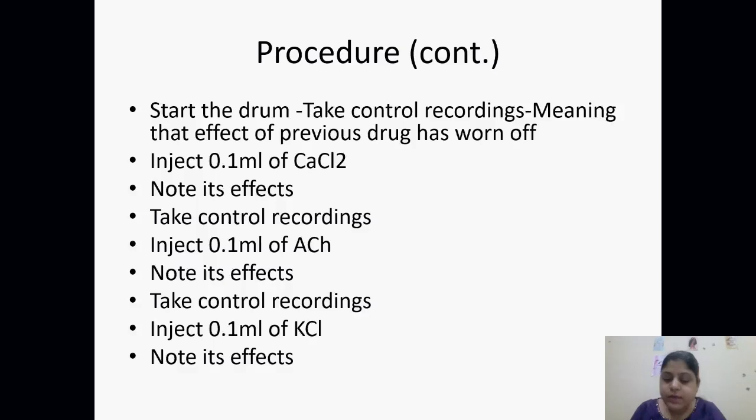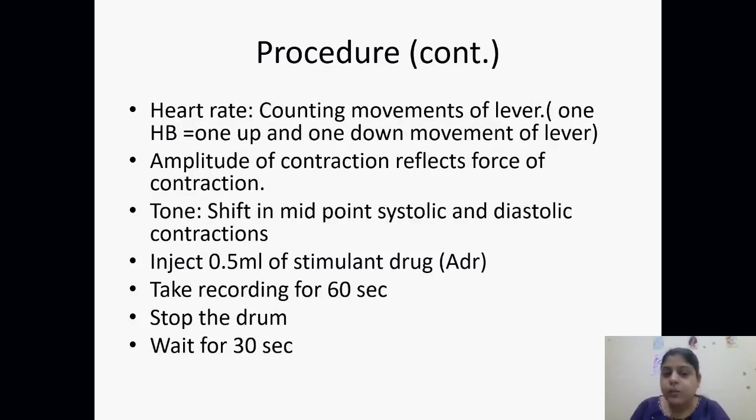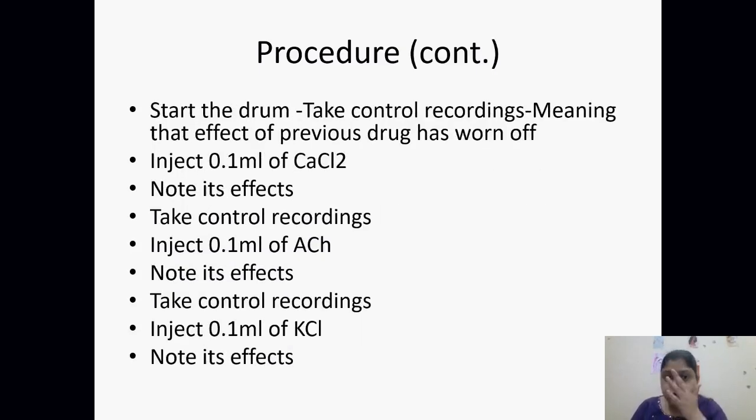After taking the recording, we have to wait for 30 seconds, which is the washout period. Then we take the control contractions. The washout is to abolish the effect of the previous drug. Then we inject 0.1 ml of calcium chloride and note its effect. Then we take the control reading, inject acetylcholine and note its effect, take the control readings, and inject 0.1 ml of potassium chloride and note its effects.